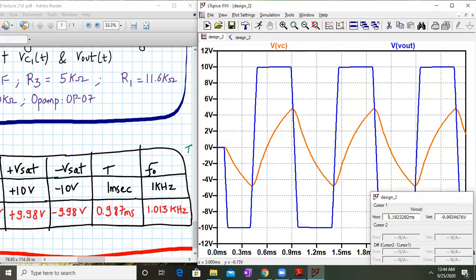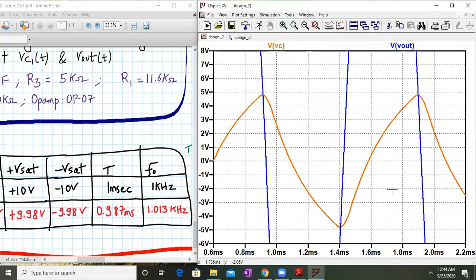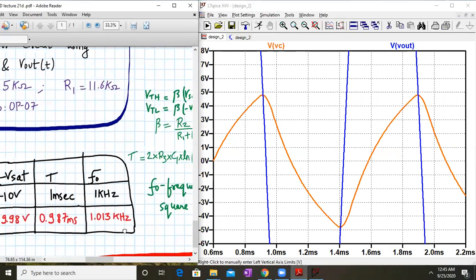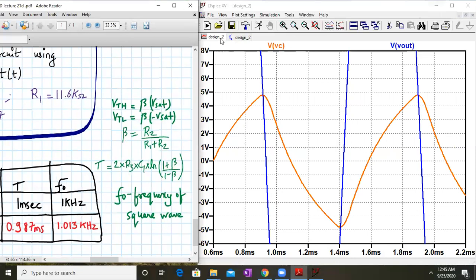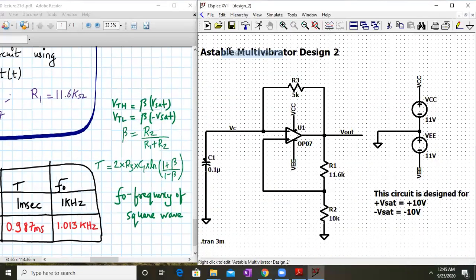And similarly, we can check the time period by checking the two intervals over time, that is at 0 volts. So you subtract this 1.922 milliseconds minus 0.936 milliseconds. If you invert that, you will get the frequency. So the frequency is coming out to be 1.03 kilohertz. Okay, and these are the formulas which I have used. I think this is what the design was.